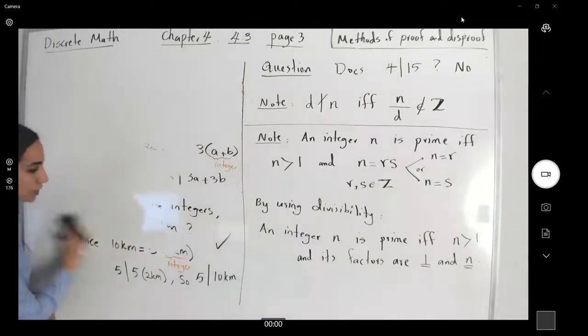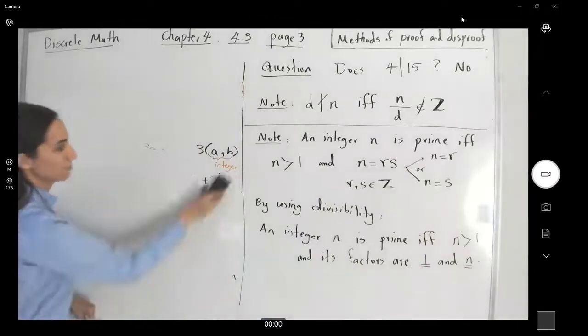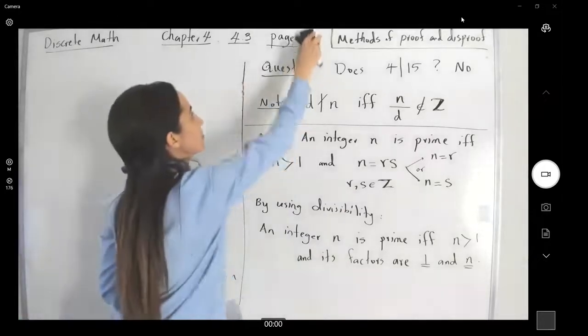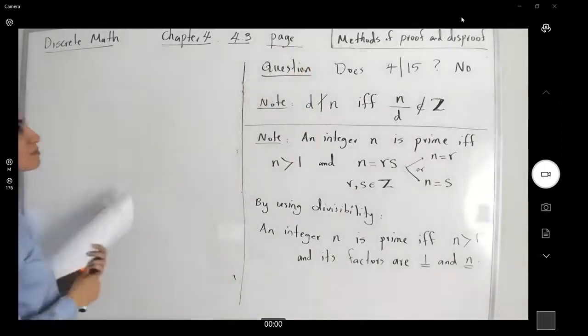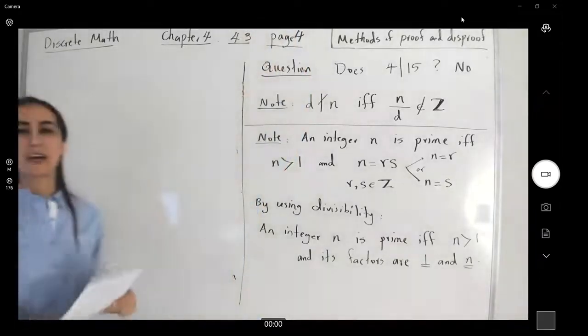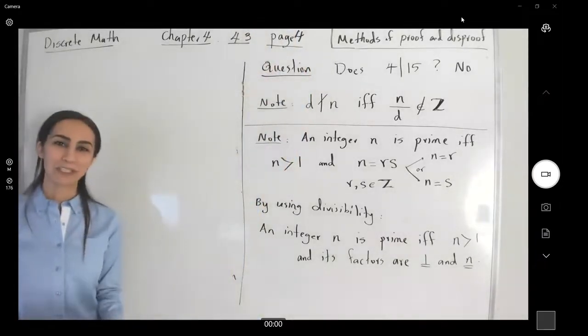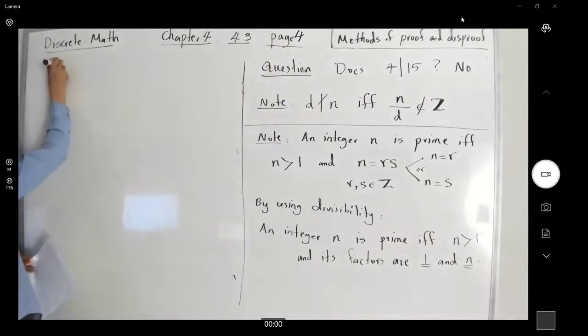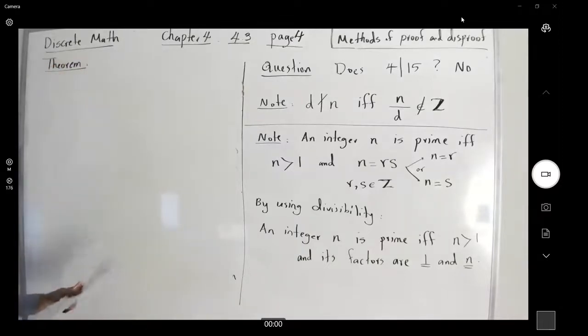So let's move on to the next page. Page 4. Transitive property for divisibility. Theorem.